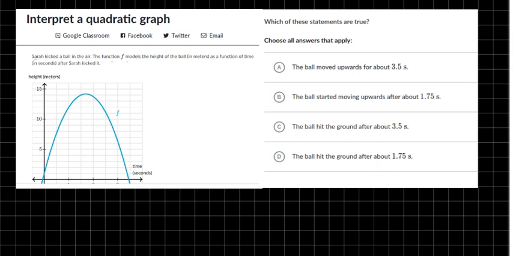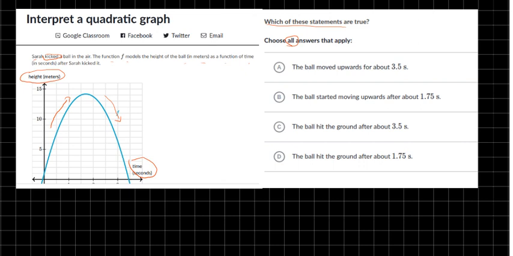The function f models the height of the ball in meters as a function of time. So here is our height in meters, and here's our time. We can see first the ball gets higher and higher, and then it starts to fall. That makes sense. If you kick a ball, it will get higher and higher, and then it will stop and start to fall back down. So the question is, which of these statements are true? Choose all answers that apply.